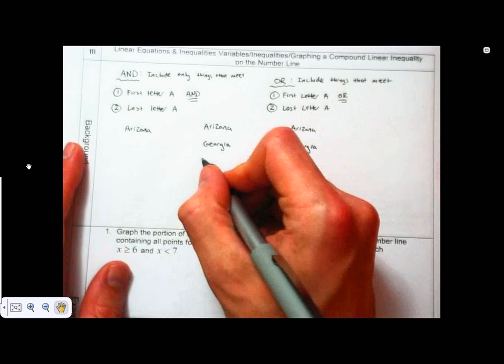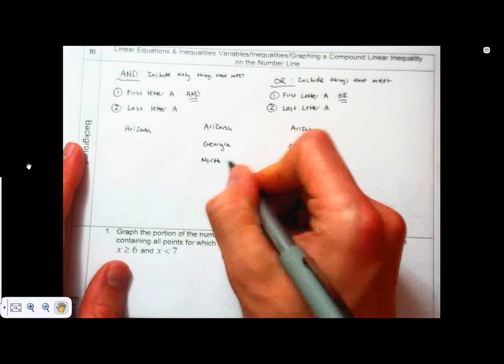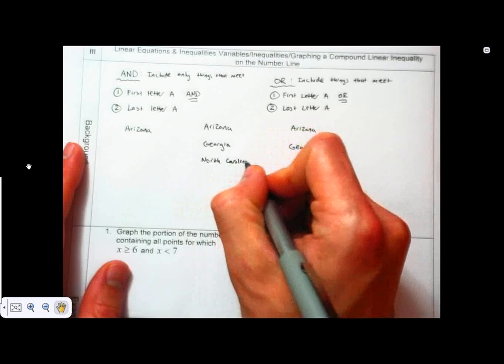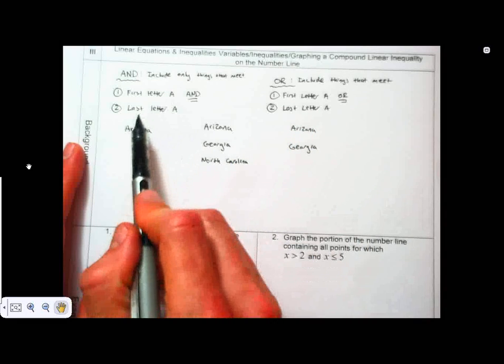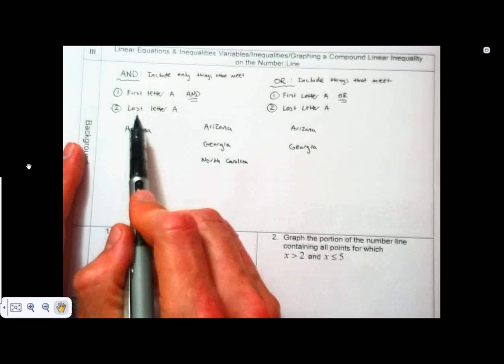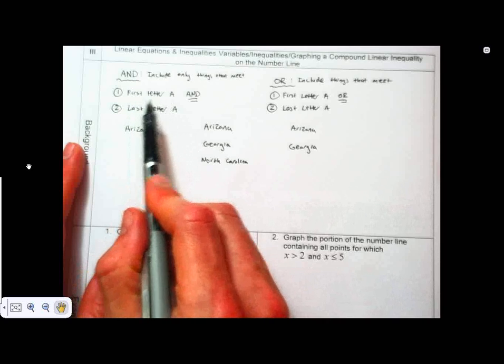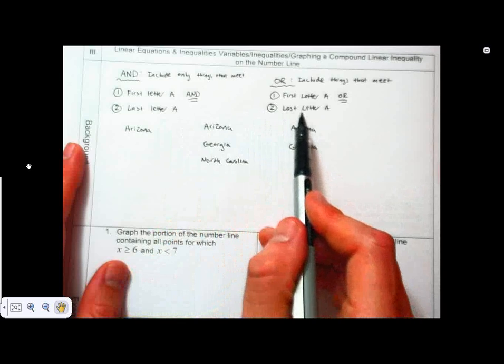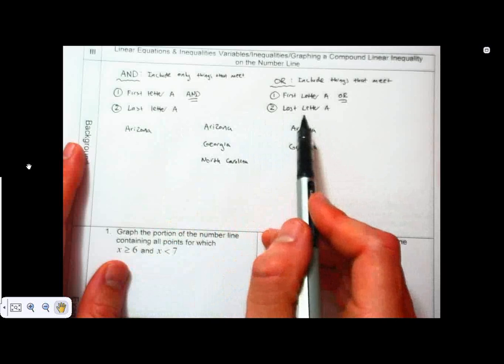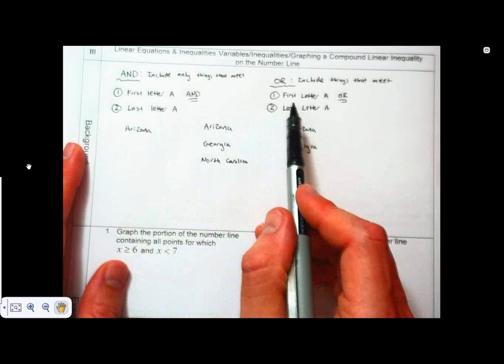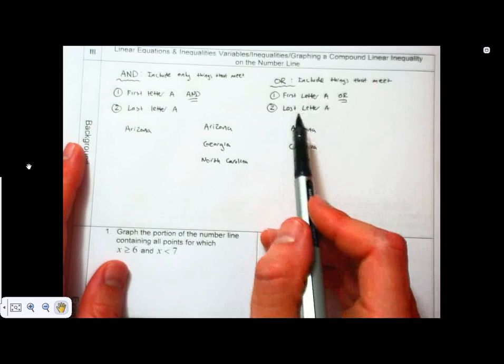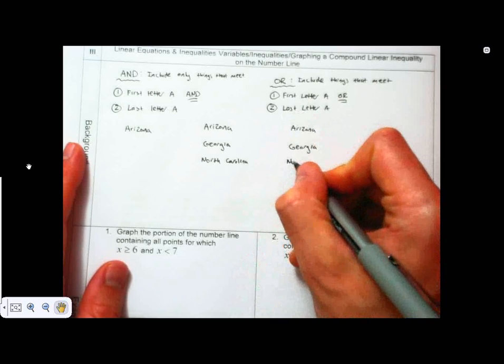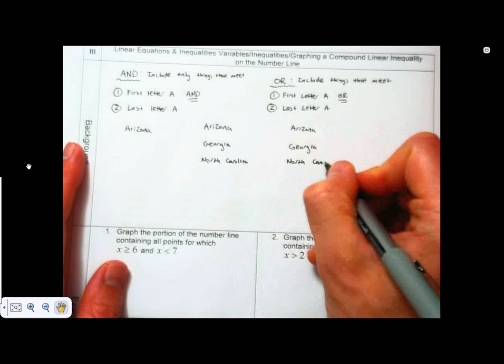The next state is North Carolina. Well, again, since its first letter isn't an A, we can't put North Carolina in this set because this set only includes states where the first letter is an A and the last letter is an A. North Carolina, however, since its last letter is an A, is going to belong in this set because in order to belong to this set, you need to meet only one of these two conditions or both of them. So, since its last letter is an A, North Carolina goes over here.